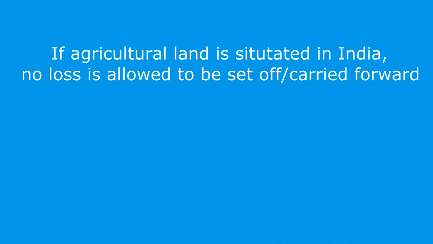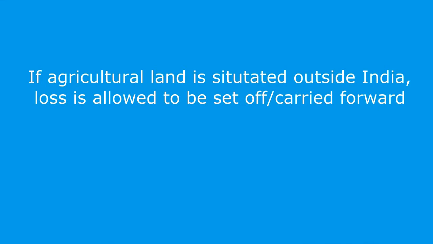As I just said, the agricultural land has to be situated within India. If the land is situated outside India, then the income derived from it shall not be considered as agricultural income, and it shall be charged to tax under the head profits and gains of business or profession. However, one important point here is that usually when the agricultural land is situated within India, and if you incur any loss on it, then such loss shall not be allowed to be set off or carried forward, since the income is exempted in this case. But if the agricultural land is situated outside India, and if you incur any loss on it, then such loss shall be allowed to be set off or carried forward, since the income is not exempted in this case.